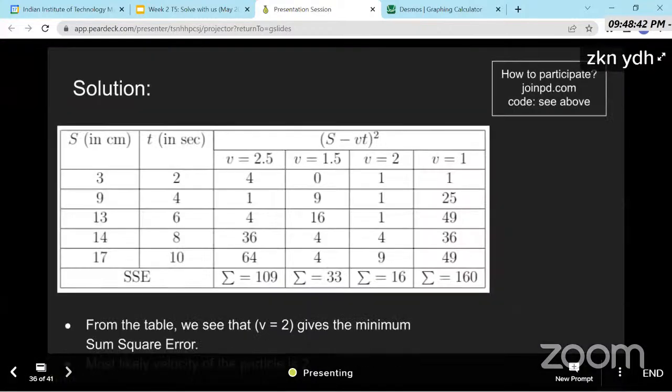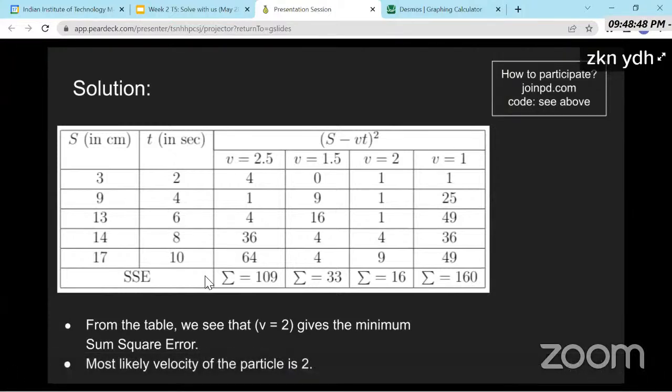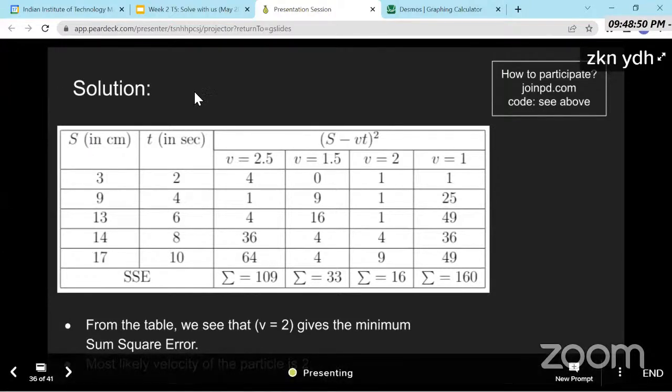So how is this done? So you see this, what we did here was, since this was given to us, this S was given and this T was given. Okay, this S was given and this T was given. And now you see this VT was given.